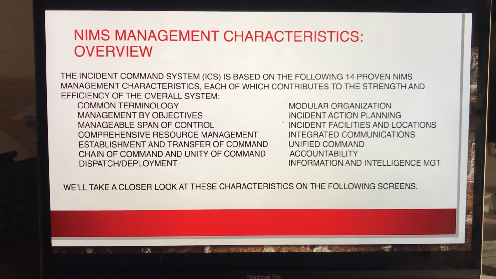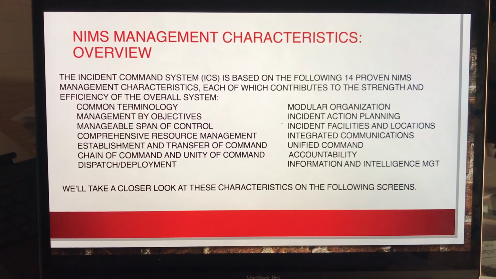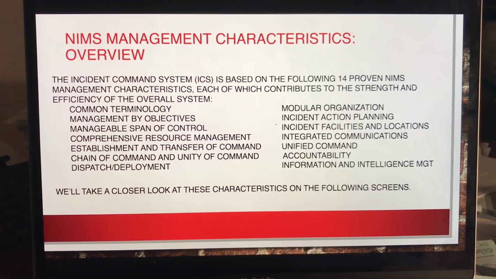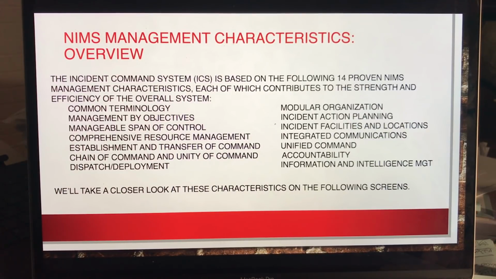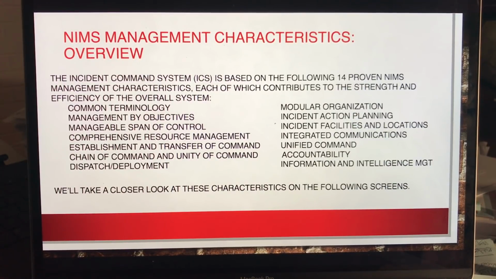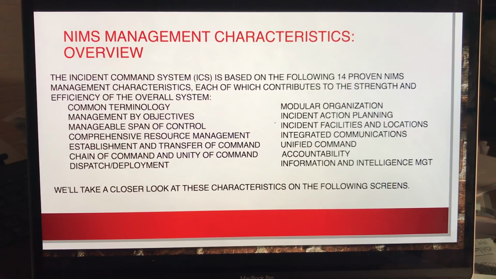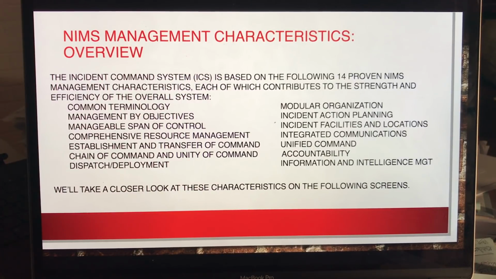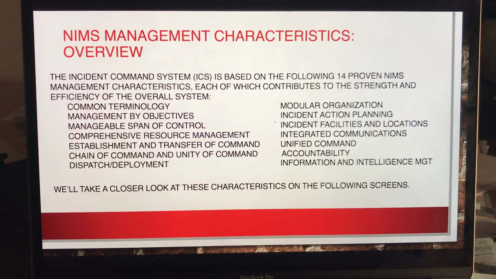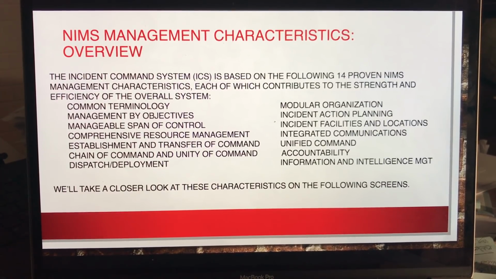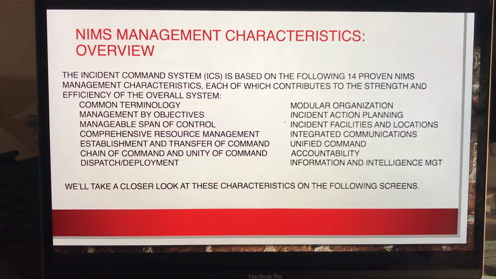Common terminology, management by objectives, manageable span of control, comprehensive resource management, establishment and transfer of command, chain of command and unity of command, dispatch, deployment, modular organization, incident action planning, incident facility and locations, integrated communications, unified command ability, and information and intelligence management. Now, we'll take a closer look at these characteristics on the following screens.